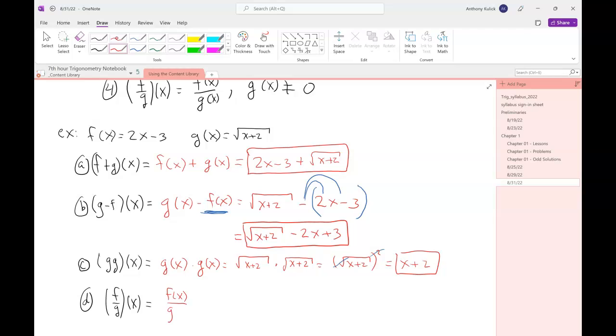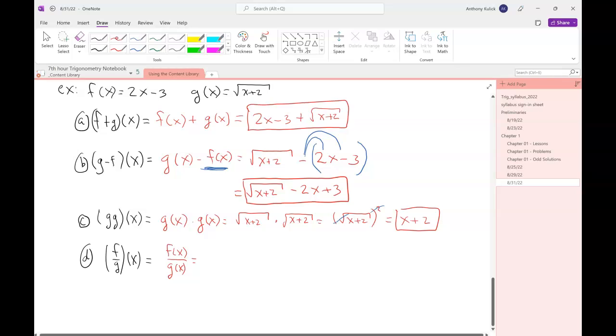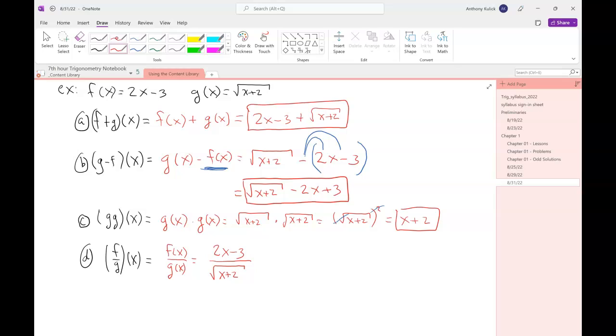So we have this division problem. So just like before, I'll go to my definition and then look at the problem. I know f of x is 2x minus 3 and g of x is square root of x plus 2. So just copy those in. Does that look okay to you guys? Yeah.